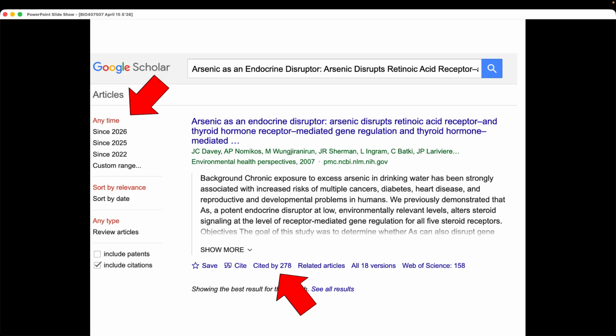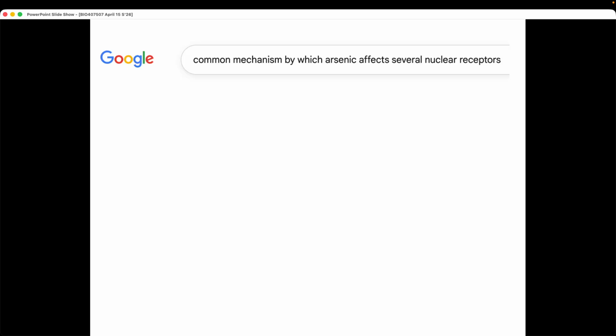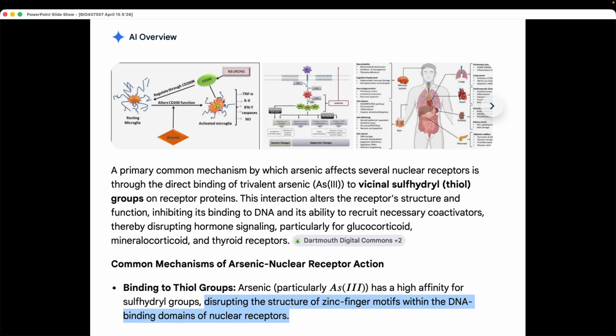So that's where I think a combination of doing Google Scholar type work in science and then going back to AI can be really helpful, because I just typed in for AI, common mechanism by which arsenic affects several nuclear receptors, right? And AI just grinds through it fast, and it says this, and it's just like, oh my gosh. For somebody who's interested in these topics, it explains it. The primary common mechanism by which arsenic affects several nuclear receptors is through the direct binding of trivalent arsenic to sulfhydryl groups in the amino acids in nuclear receptors.